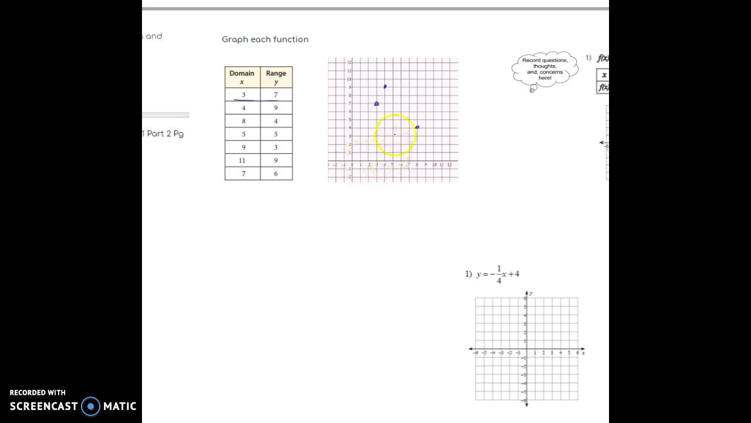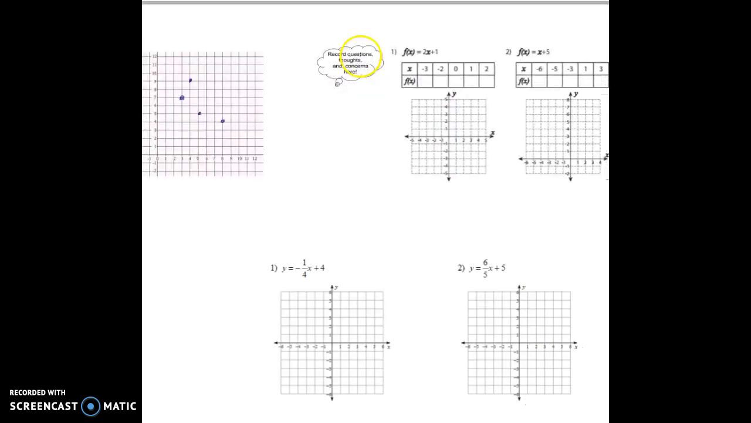You get the idea, right? Over 5, up 5. I'm just plotting points. These may not make a pretty graph. No stress, okay? It's not what our focus is. Just plotting the points off the table. You need to finish those two and flip the next page.